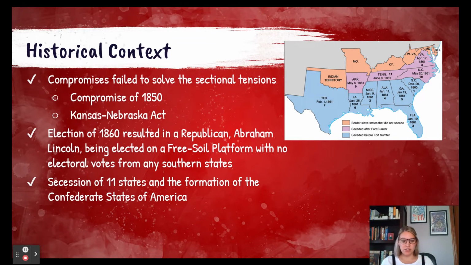So some historical context here, thinking back about what started the Civil War. There were sectional tensions, primarily over slavery and states' rights, and there were a few compromises, such as the Compromise of 1850 and the Kansas-Nebraska Act, that tried to solve these issues. However, tensions only continued to increase. The election of 1860 is really the catalyst for the Civil War, when Abraham Lincoln was elected on the idea that slavery could not expand west, and not a single Southern state had voted for him. And so this led to the secession of 11 states, who then formed the Confederate States of America.